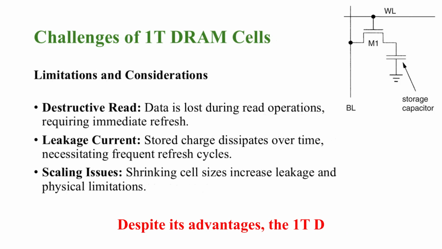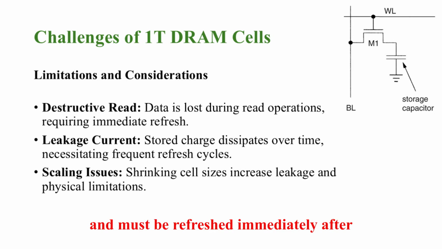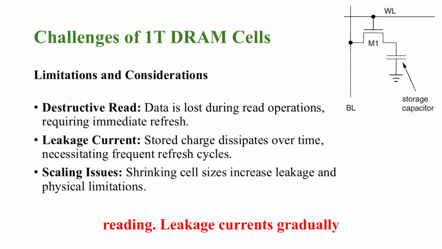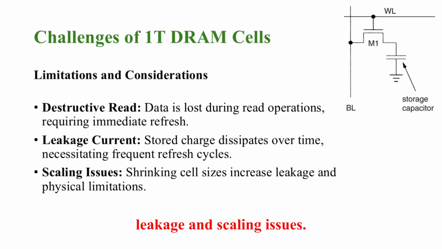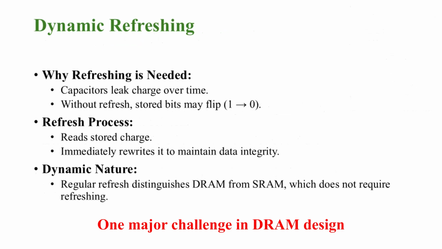Despite its advantages, the 1T1C DRAM cell faces challenges. Destructive reads mean data is lost and must be refreshed immediately after reading. Leakage currents gradually deplete the stored charge, requiring frequent refresh cycles. As cell sizes shrink with advancing technology, maintaining reliability and performance becomes more difficult due to increased leakage and scaling issues.